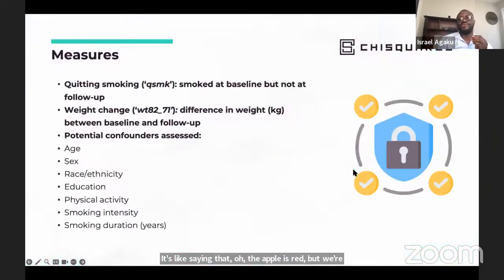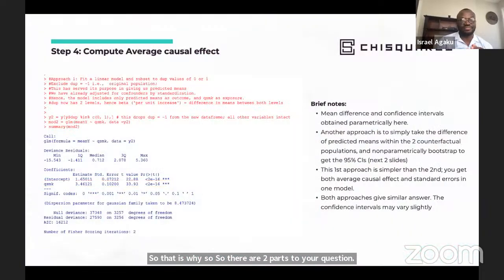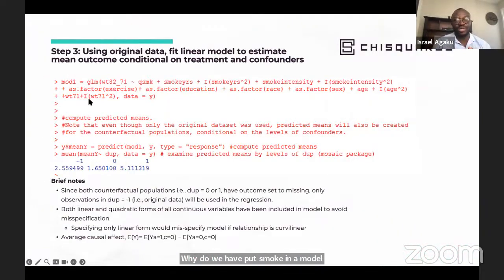So there are two parts to your question. Why do we have quit smoke in a model? Why do we have the baseline weight? Well, we have the baseline weight because we want to adjust for it, because what we're interested in is what happened in the period of follow-up, the period between the baseline and the follow-up, not necessarily in the baseline. So we adjust for baseline weight because the baseline weight obviously predicts any loss or gain in weight at follow-up. So we hold that one constant, and because it is a continuous variable and we don't want to misspecify the model, we include a quadratic term just in case the relationship in nature was quadratic. I hope that is clear.